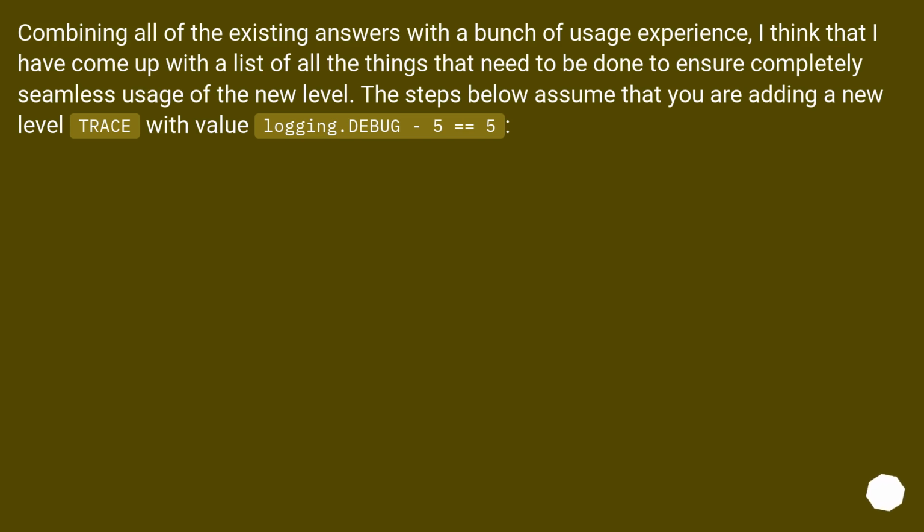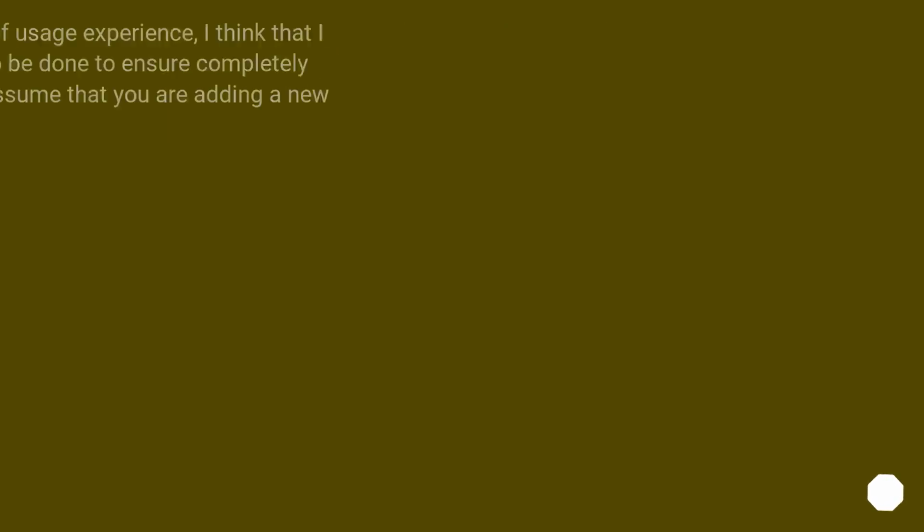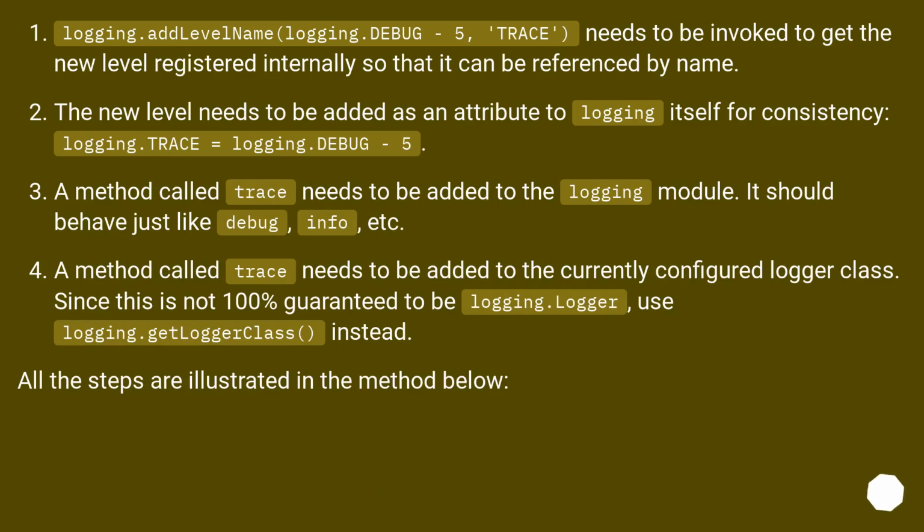Combining all of the existing answers with a bunch of usage experience, I think that I have come up with a list of all the things that need to be done to ensure completely seamless usage of the new level. The steps below assume that you are adding a new level TRACE with value logging.DEBUG - 5 == 5. logging.addLevelName(logging.DEBUG - 5, 'TRACE') needs to be invoked to get the new level registered internally so that it can be referenced by name.